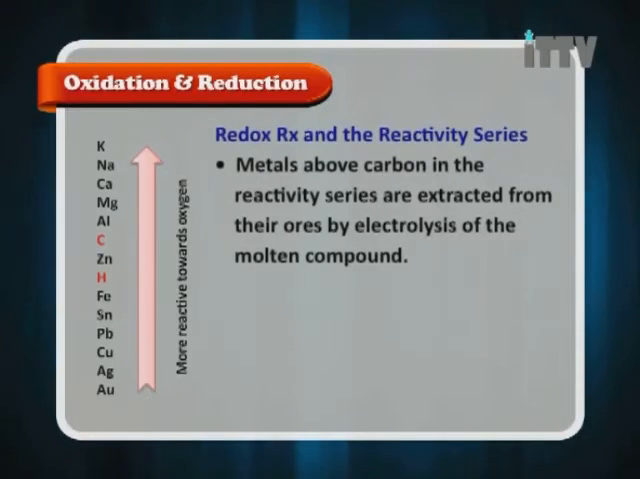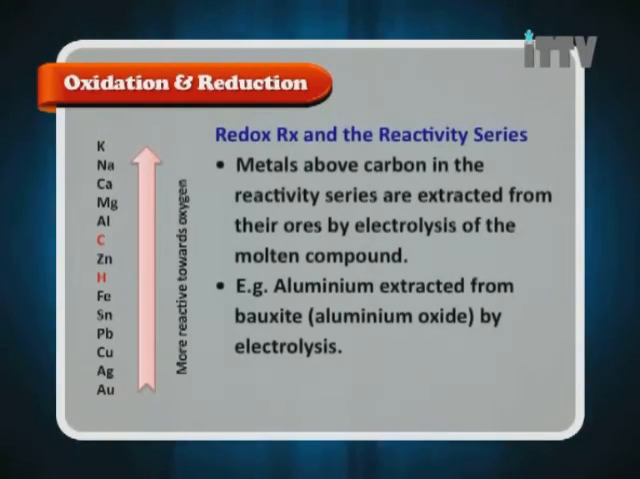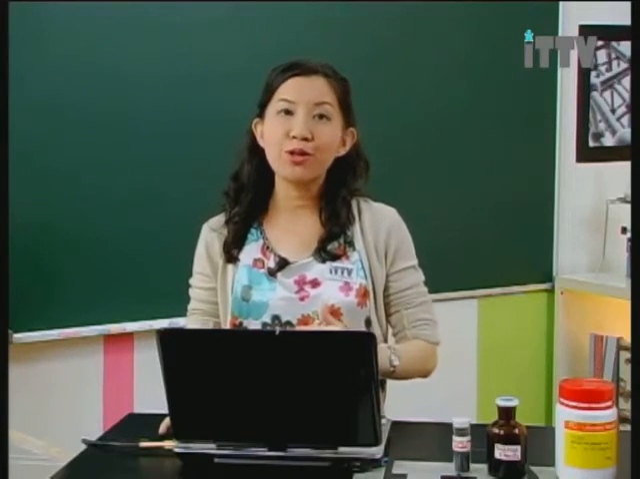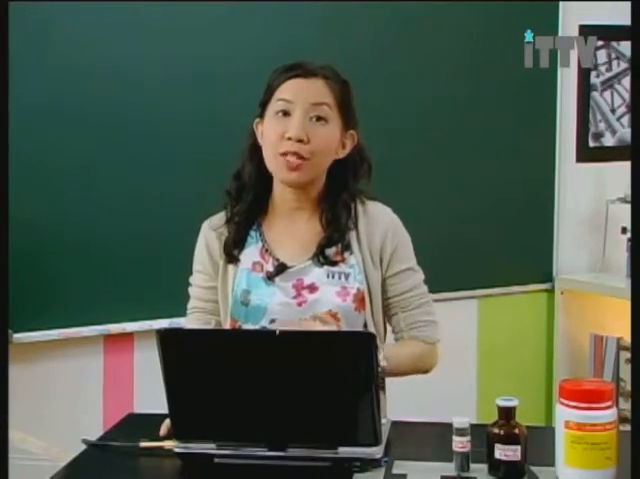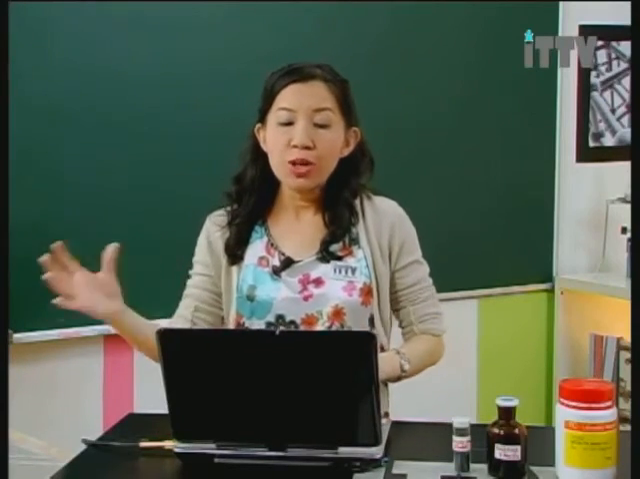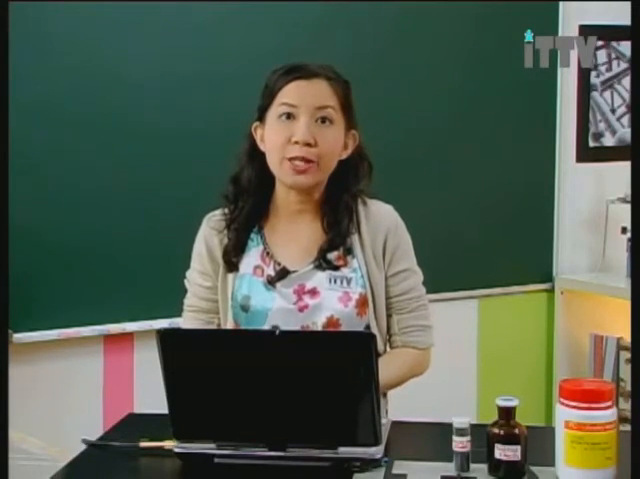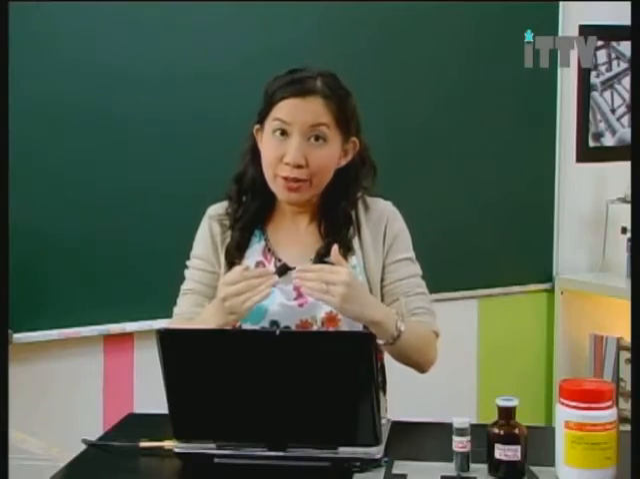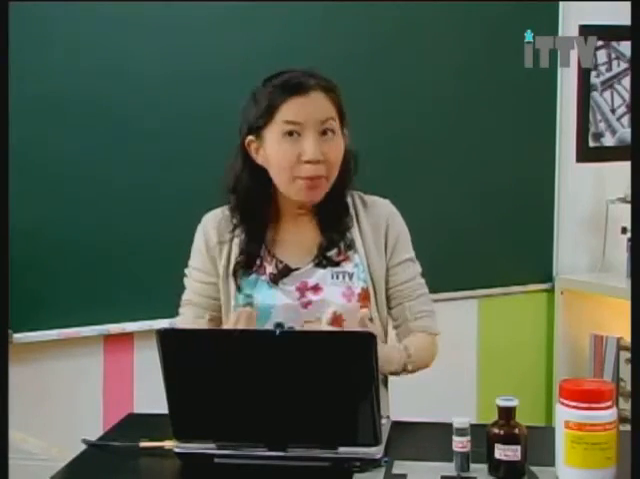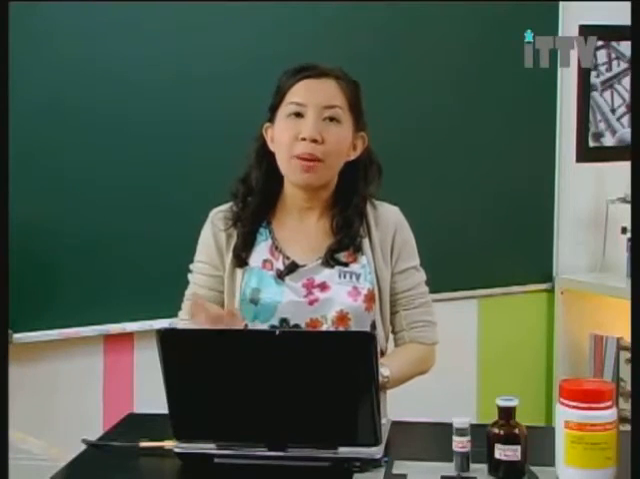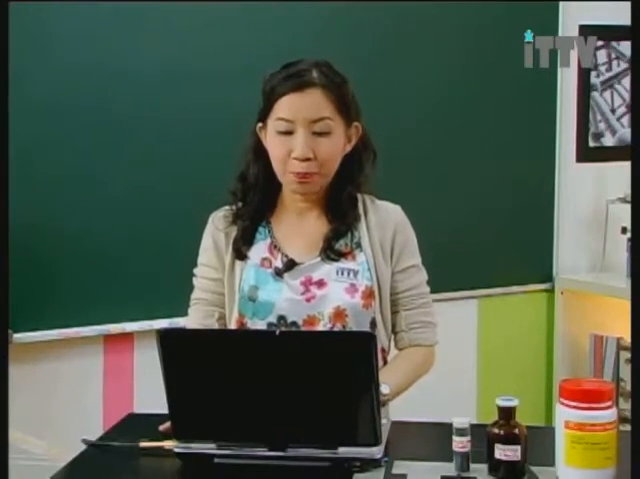Metals above carbon in the reactivity series are extracted from their ores by electrolysis of the molten compound. Example, aluminium is extracted from bauxite, which is aluminium oxide, by electrolysis. So just now we looked at how to extract metals below carbon in the reactivity series. Now, how do we extract metals above carbon? It would be through a simple process of electrolysis, because if we were to heat these metal oxides with carbon, carbon will not be able to reduce the metals from their oxides.